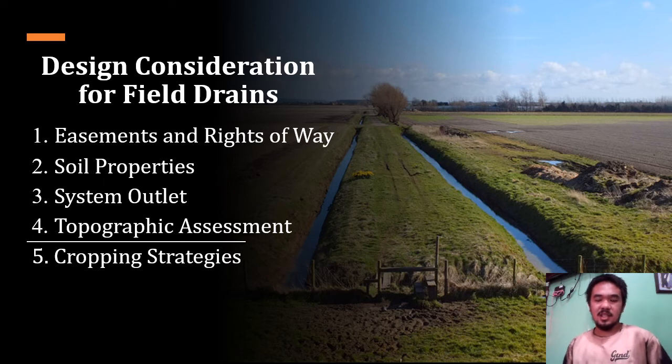Number two, soil properties. This is the same as the consideration for land grading. Of course, we need to know the properties of the soil, its profile. Then system outlet, like the irrigation design, topography, the location, and the cropping strategy. So these are the things that need to be considered for field drain design.